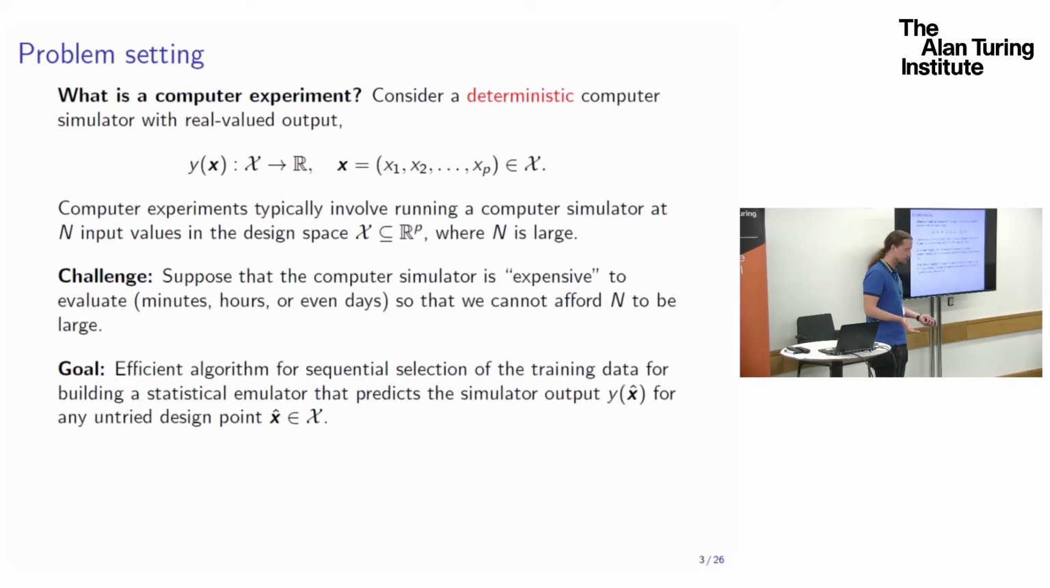So, what is a computer experiment? In our setting, you have some deterministic computer simulator with a real valued output. We assume that it is just a scalar, which we denote by y, and that depends on some inputs x, which is a vector with p arguments. These would be, let's say, model parameters, and you want to be able to run this model over that design space called capital X.